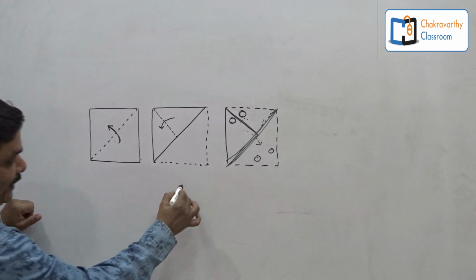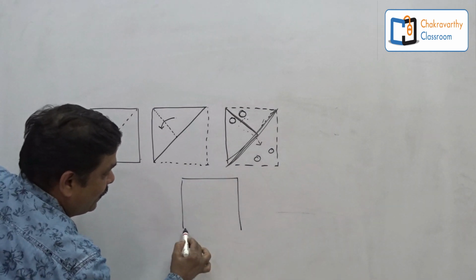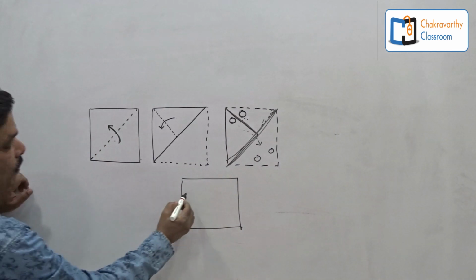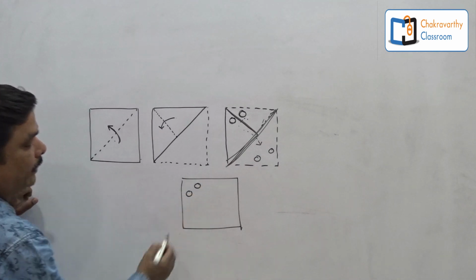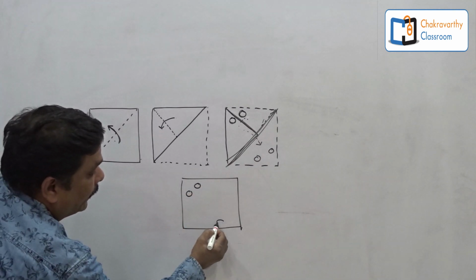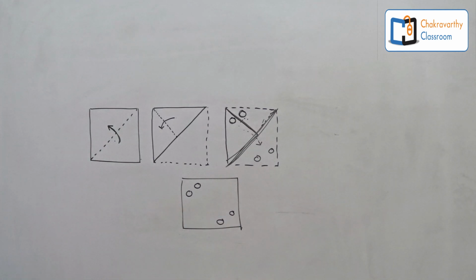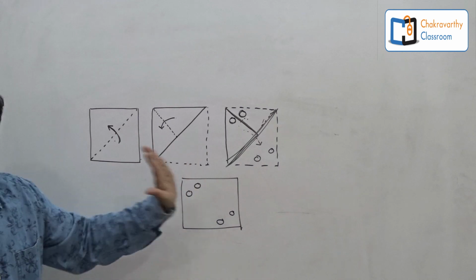So what should be your final answer? Your answer should be in this way. This is the square sheet. Two cuts are here, and two cuts are here. This is going to be your answer. Hope you must have understood this one, right?